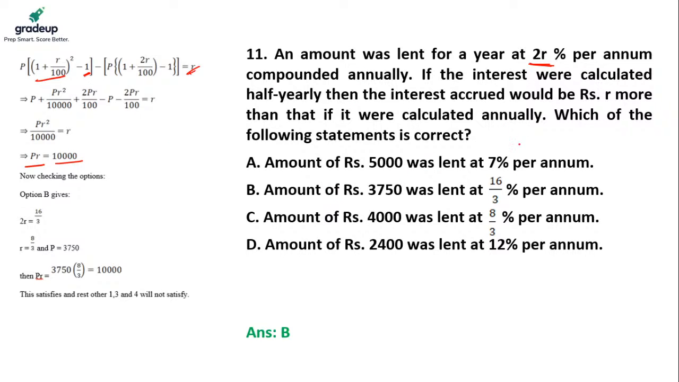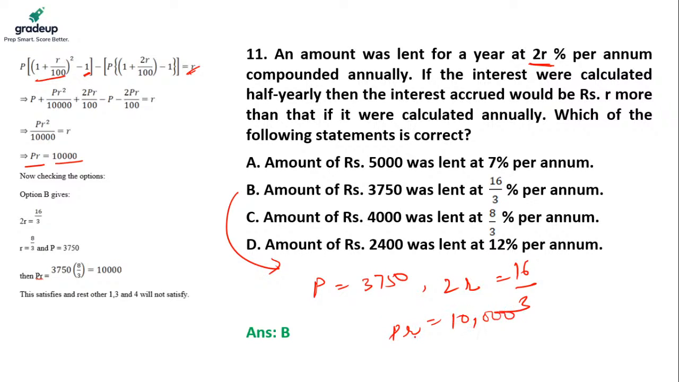If you look at the second option, it gives me P equal to 3750 and 2R equal to 16 by 3, which means PR comes out to be 10,000. Simply by putting in my options, I can get the answer. None of the other options will give you the same possibility. Hence my answer will be B.